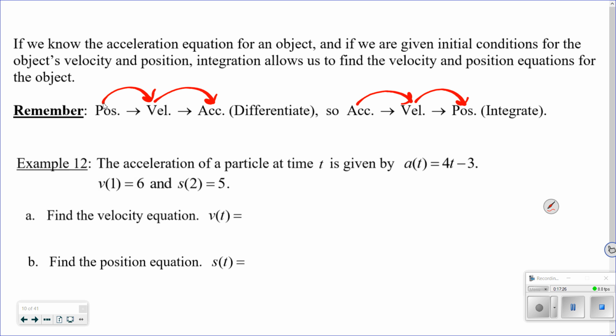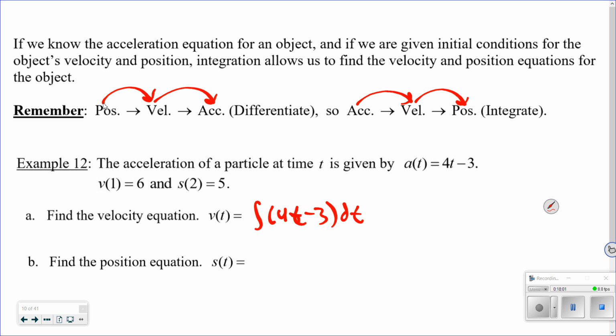So it says down here, example 12, the acceleration of a particle at time t is given by, and there's my acceleration function. And then it gives me some initial conditions. It tells me v of 1 equals 6 and s of 2 equals 5. And now it wants me to work backwards to find the velocity equation and the position equation. What that means is I'm going to integrate. So to find the velocity, we know the velocity is the integral or the antiderivative of the acceleration. So I'm going to take the acceleration function, which is 4t minus 3, and I'm going to integrate that, and that should give me what the velocity function is.